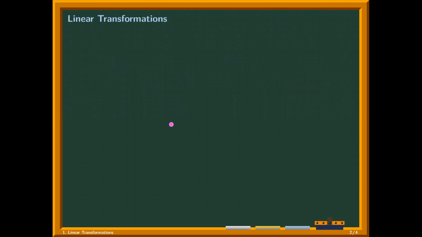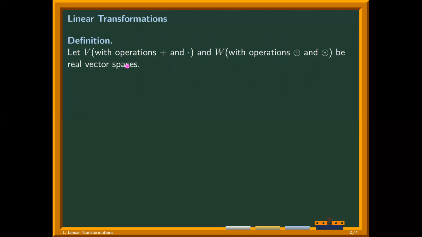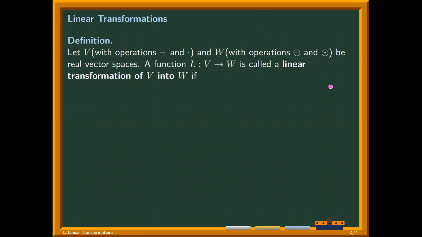To formally define a linear transformation, let's suppose that we are given V and W, two vector spaces. And suppose that V has operations denoted by the usual plus sign and usual times sign, while W has the operation ⊕ for vector addition and ⊙ for scalar multiplication. So a linear transformation of V into W is a function L that satisfies the following conditions.